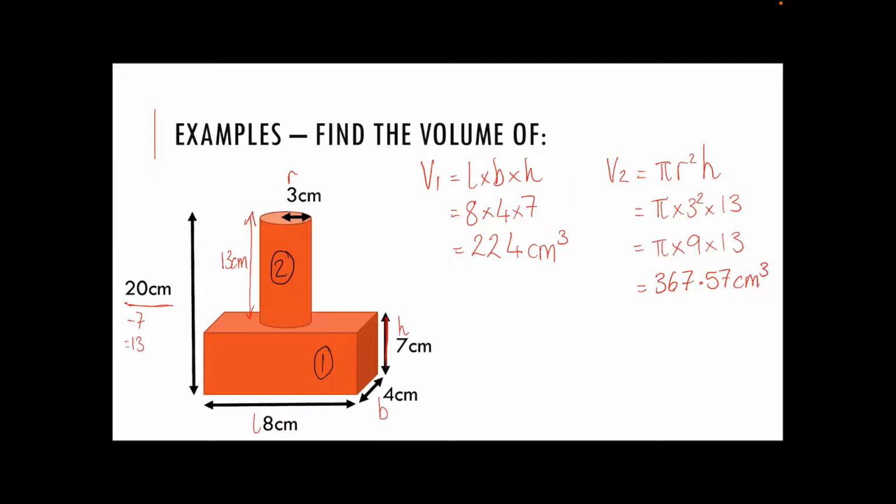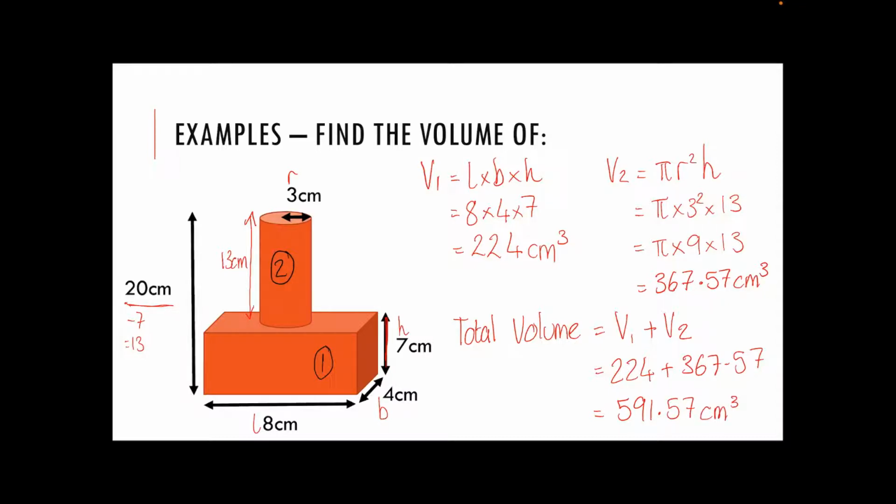What we now need to do is find the total volume. These two shapes have just been combined together, so our total volume is going to be V1 plus V2. We are adding them together. So that's 224 plus 367.57. Our answer here is 591.57 centimetres cubed.